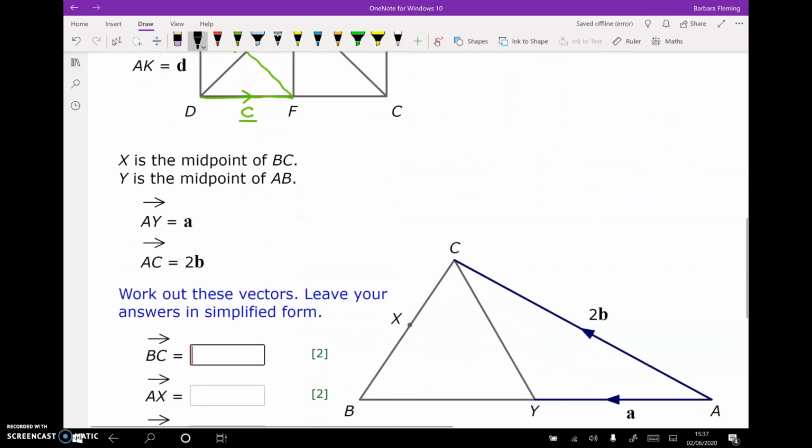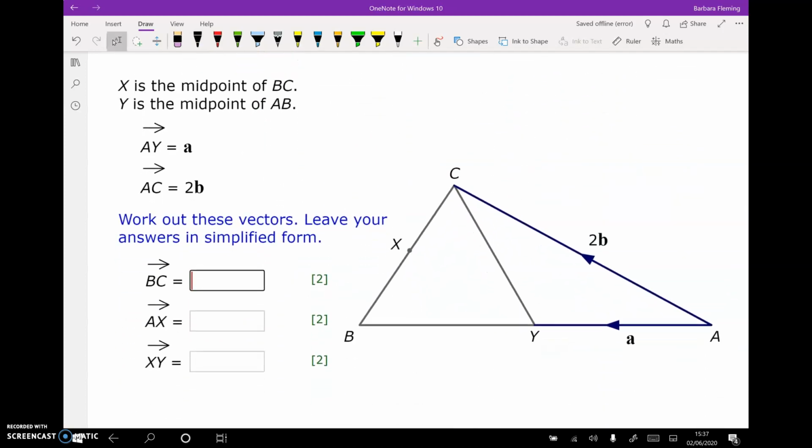Okay, our last one here. We've got some more information being written out before we begin. X is the midpoint of BC, so right in the middle of this line here. Y is the midpoint of AB. So it means that I could fill in this little one along here is also my vector A. A to Y is written, that was in vector A, and A to C we've got 2B there. Work out these vectors and leave your answers in simplified form.